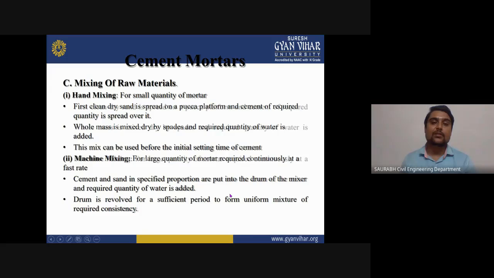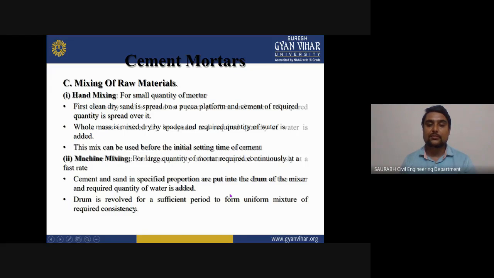Now come to the mixing of raw material. First one is hand mixing. For a small quantity of mortar, we can use hand mixing, and in hand mixing there are some precautions which we have to take care of. First, the clean dry sand is spread on the platform and the required quantity of cement is spread over it. The whole mass is mixed dry by spades and the required quantity of water is added. This mix can be used before the initial setting time of cement.